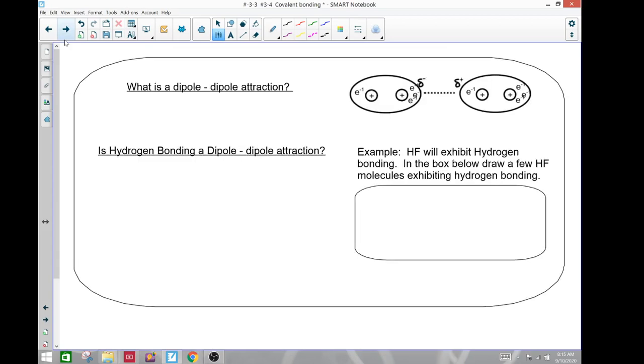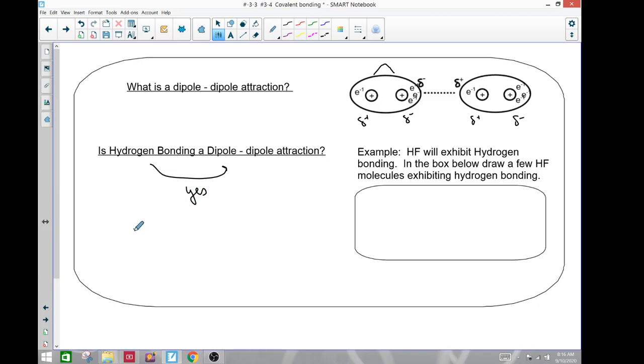All right. What is a dipole and what's a dipole attraction? Okay, again, we just showed that all these terms kind of mix in with each other. There's a dipole moment here, which creates a dipole. Dipole moments and dipoles. And dipoles attract. This is their partial positive, this is partial negative. Okay. Is hydrogen bonding a dipole-dipole attraction? And the answer is yes.